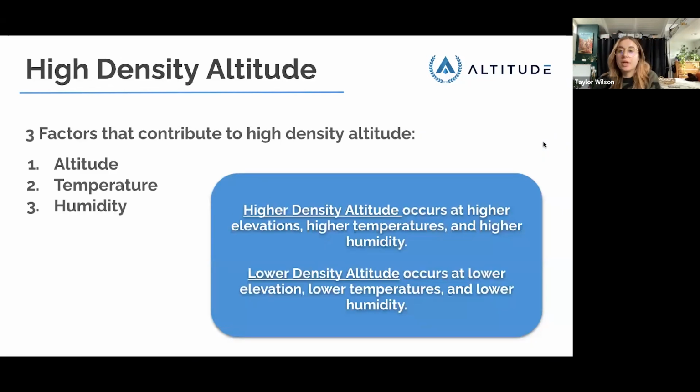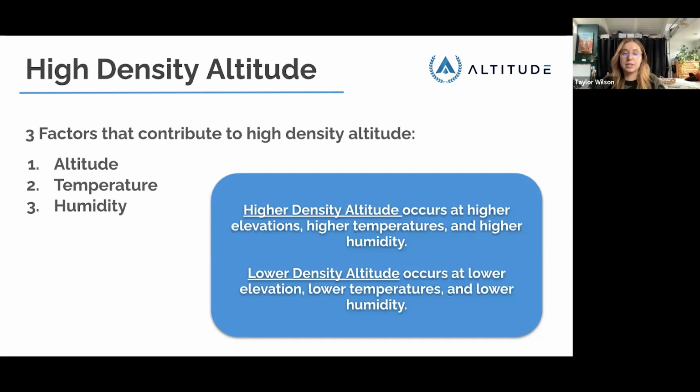All right, so what we're talking about is density altitude. The FAA definition of density altitude is pressure altitude corrected for non-standard temperature. The reason we talk about density altitude is because high density altitude results in less performance from our aircraft. Now, there are three main factors that contribute to high density altitude: one, altitude; two, temperature; and three, humidity.